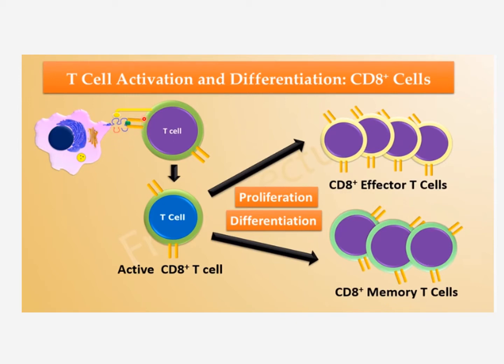So activation of T cytotoxic cells by binding of the MHC class 1 molecule to the T cell receptor and the co-receptor to the alpha 3 domain of MHC molecule results in activation of CD8 T cells, which then proliferate and differentiate into CD8 effector cells and CD8 memory T cells. CD8 effector cells then lead to production of cytotoxic T cells, and memory cells provide long-term immunity.